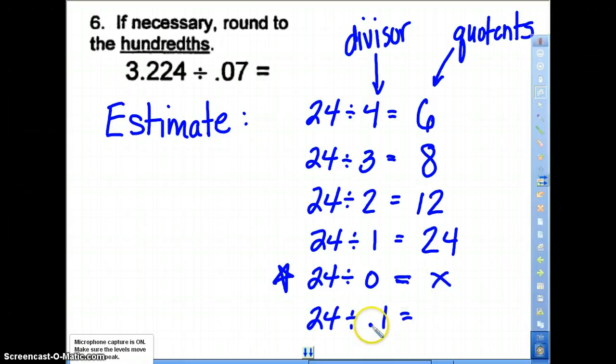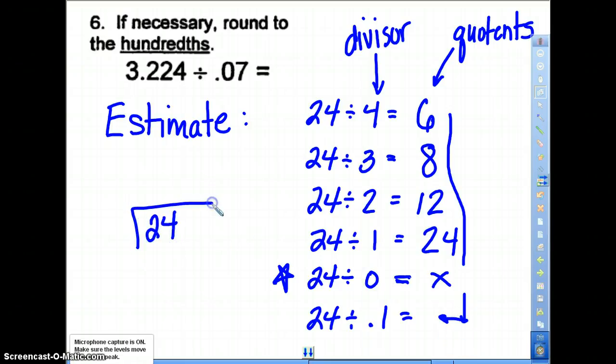What do you predict is going to happen when I take 24 and divide by 0.1? What do you think is going to happen? Take a look at these answers. Bigger, bigger, bigger. We're going to have to jump over this one. What do you think happens right here? I'm thinking it probably should get bigger. So let's take 24 and divide it by 0.1.